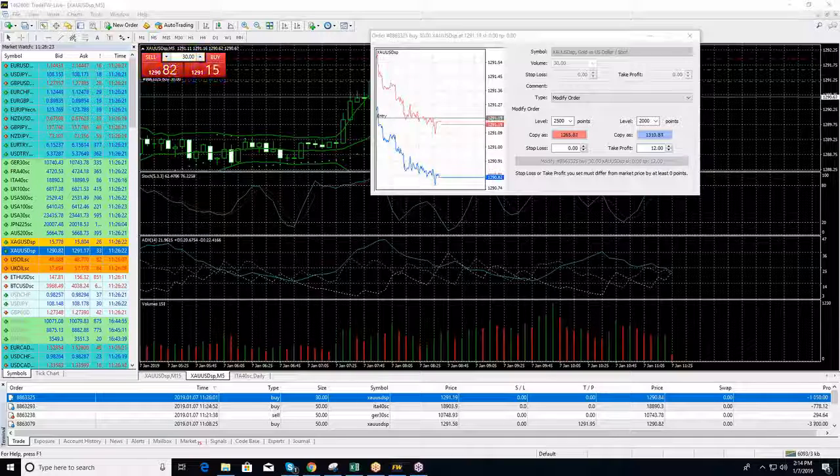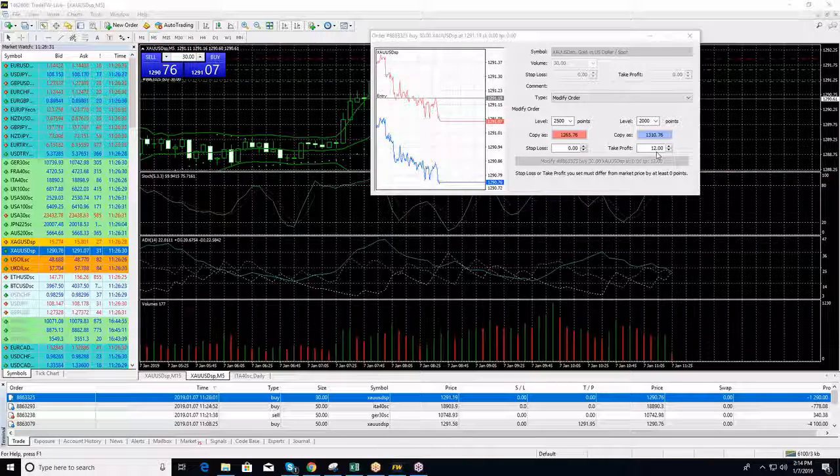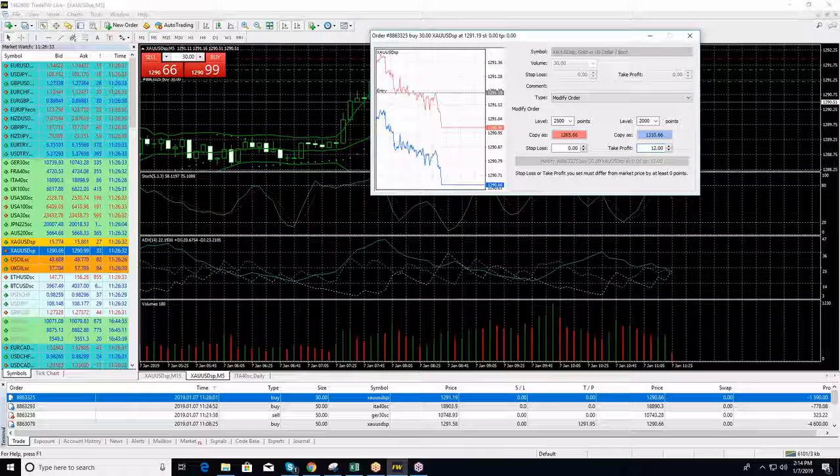I am on DAX. I am short. And I'm making money right now on DAX. So I'm going to go for a take profit at 1,291.95.